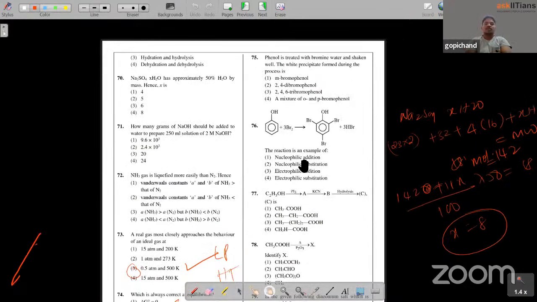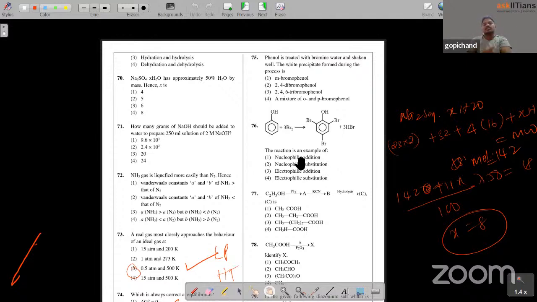75. The phenol is treated with bromine water and shaken well. The white precipitate formed during the reaction. So what is the answer for this one? Tell me guys, what is the answer? 2,4,6-tribromophenol. So this is the only one option.